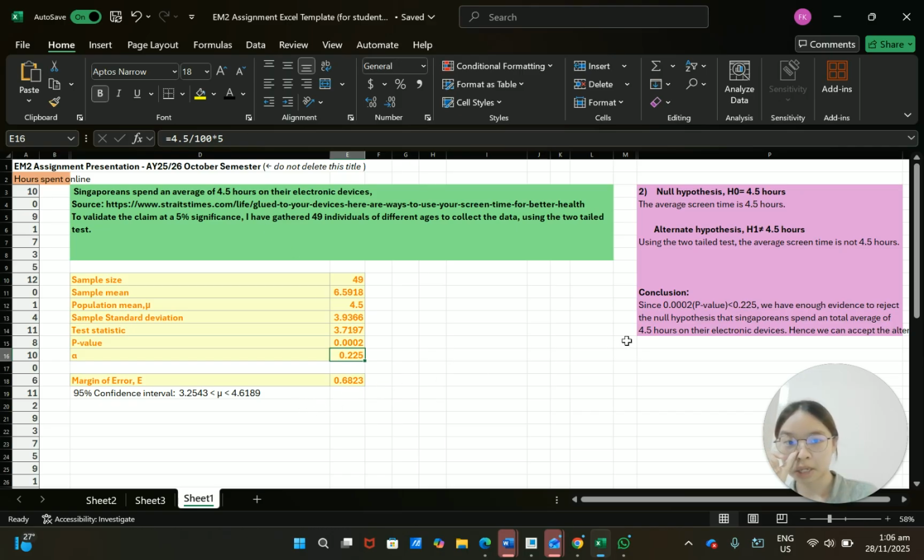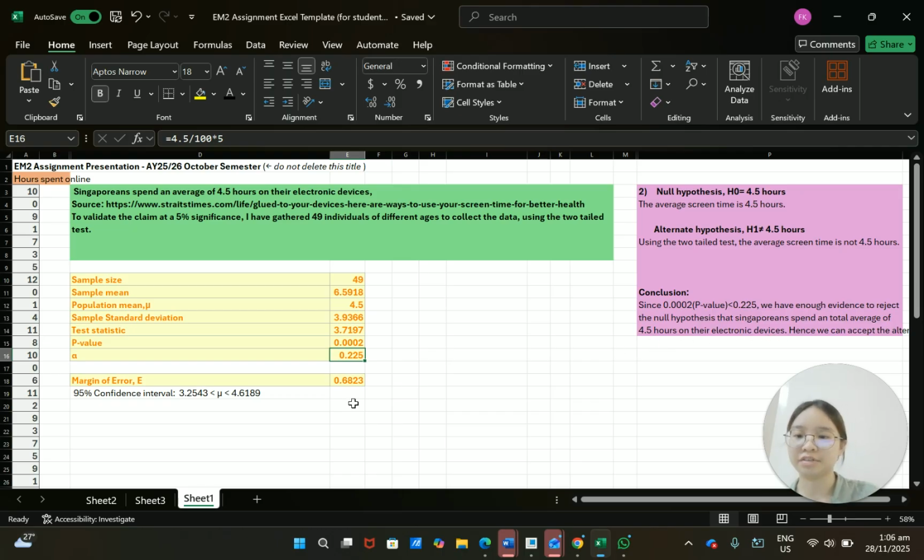So in conclusion, since 0.002, which is my p-value, is less than 0.225, we have enough evidence to reject the null hypothesis that Singaporeans spend an average total of 4.5 hours on their electronic devices.